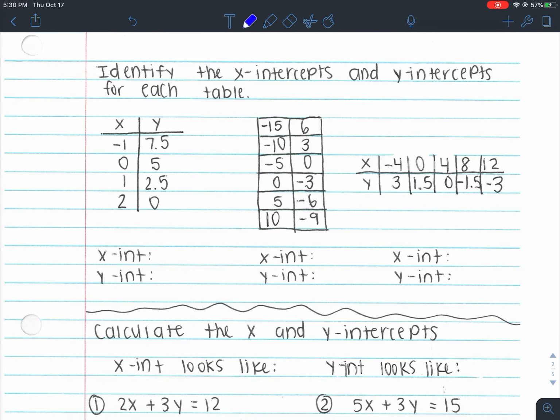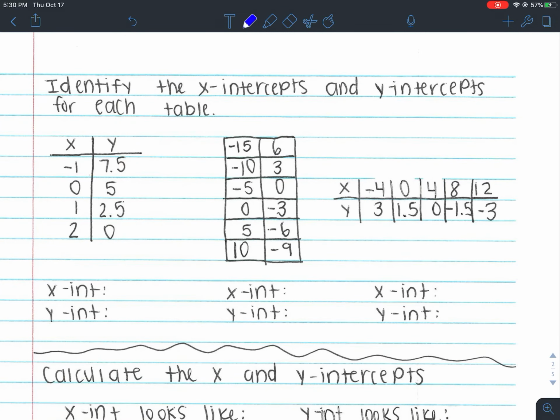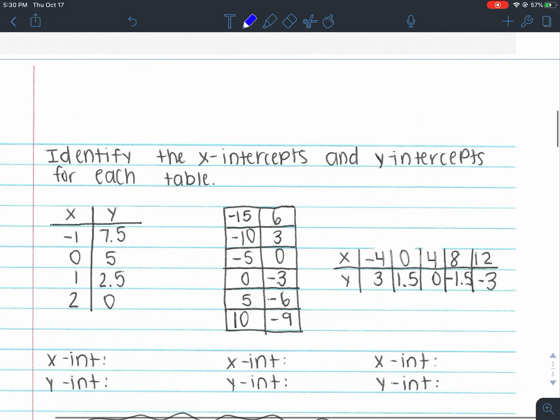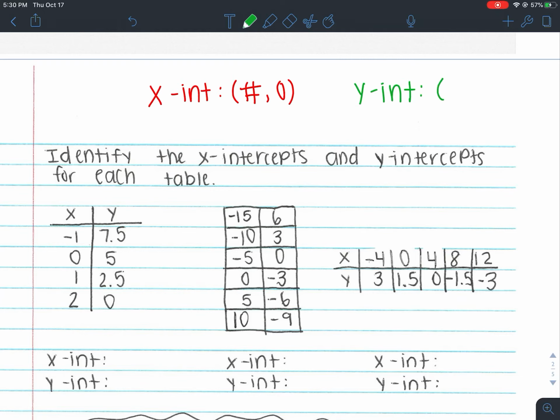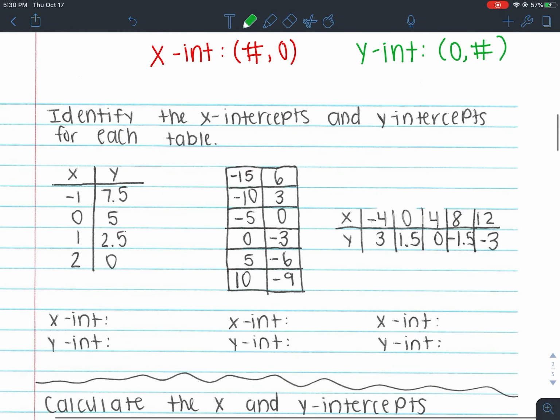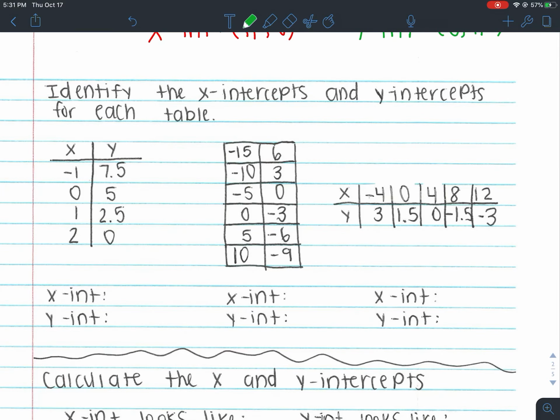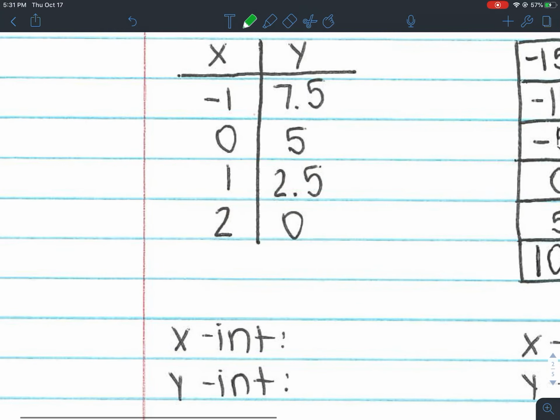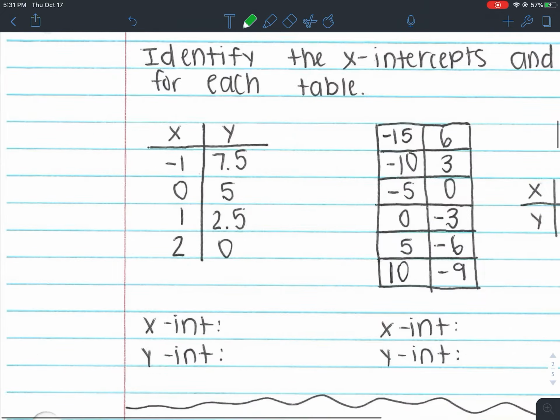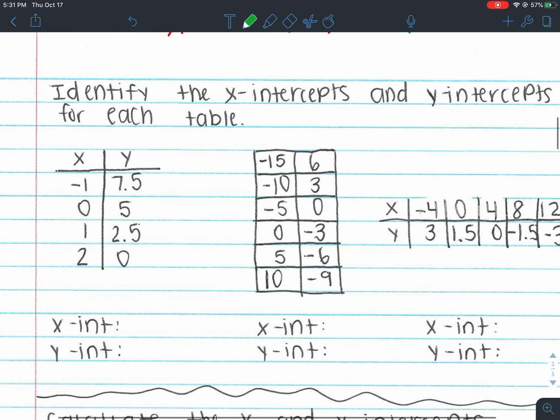So now we're going to use this with some tables. We've looked at some graphs, and now we're going to look at some tables. Identify the x and y intercepts for each table. Just a reminder from the last page, x-intercepts look like number, comma, 0. Y-intercepts look like 0, comma, number. The only way to mess this up is that you forget which one of these has what form, okay?